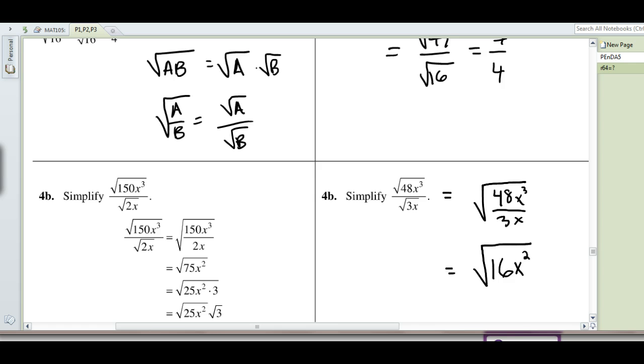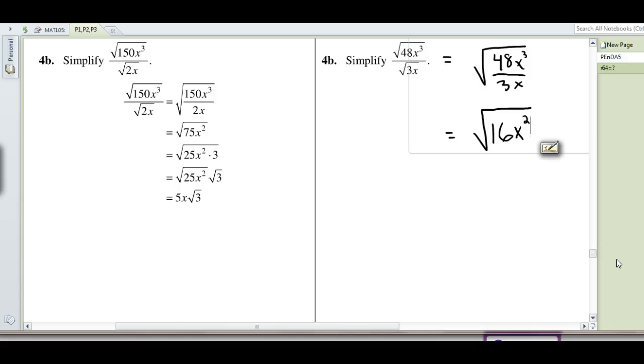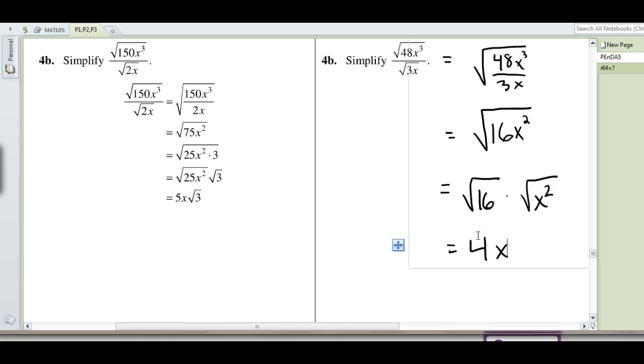And notice we can split that up into the square root of 16 and also the square root of x squared, which are basic square roots that we know. The square root of 16 is equal to 4, because 4 times 4 equals 16. And the square root of x squared is just equal to x, because x times x is x squared. So that whole complicated expression we started with turns out to really just be 4x in disguise.